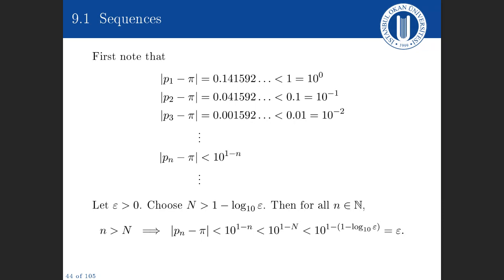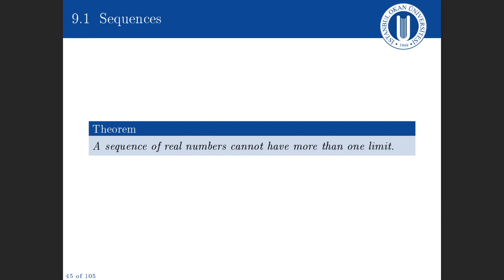How did I know which capital N to choose? I used my scrap paper. I started with what I wanted. I started with 10 to the power 1 minus n is smaller than epsilon. I rearranged that and I found the capital N that I wanted. That proves that Pn tends to pi as n tends to infinity.